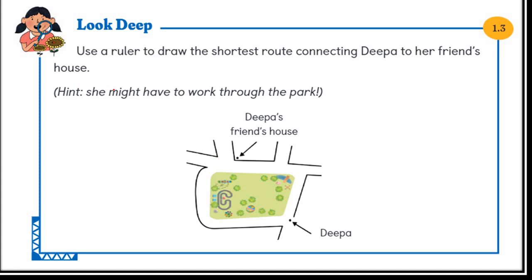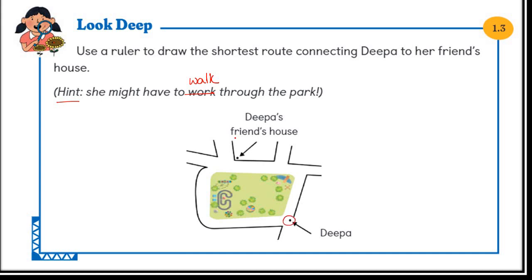Look in your studio, children. There is an activity, look deep. Use a ruler to draw the shortest route connecting Deepa to her friend's house. And there is also a hint given to you, children. She might have to walk through the park. You have to draw the shortest route connecting Deepa to her friend's house.